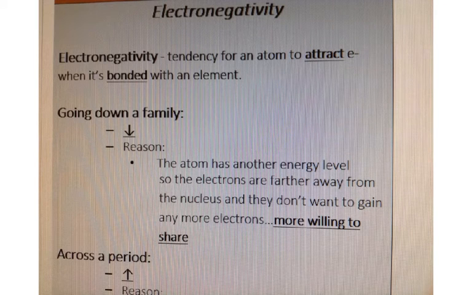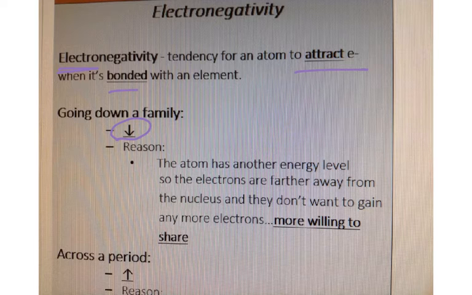All right, now we're going to be talking about electronegativity, the last and final trend. Electronegativity, think of "electro", so I always think of the electron, so it's dealing somehow with the electron. And what it is, it's the tendency for an atom to attract electrons when it's bonded with an element. I always think of like, who wants that electron more? So as we go down the family, it's going to decrease.